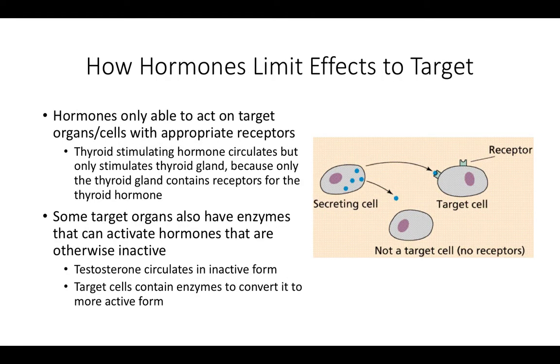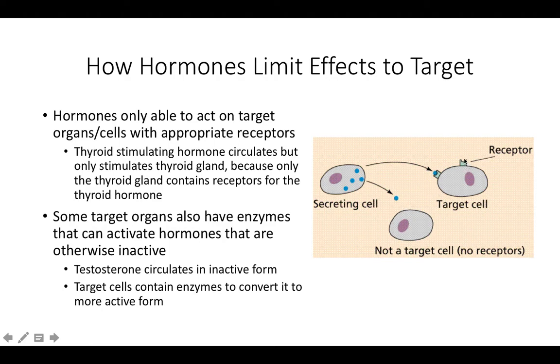Okay, so you might be asking yourself, well, if growth hormone can circulate and target all of these different organs, how is it we can have so many hormones circulating all at the same time that aren't targeting all of these organs? That seems like it would be pretty chaotic. And the way that we regulate how our hormones affect or don't affect a certain target is that our hormones are only able to act on our target organs or cells that contain those appropriate receptors. Okay, so an example of that, well, let's just take a look at this picture here. We have this secreting cell that's secreting a hormone, and this is not a target cell, so it doesn't have any receptors.